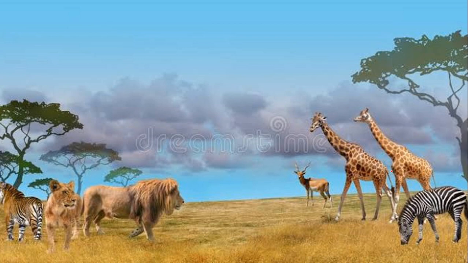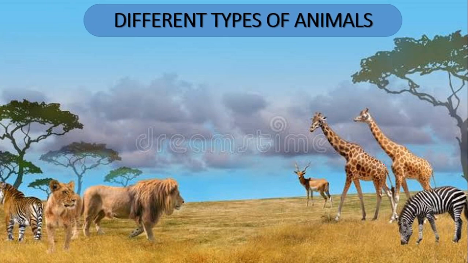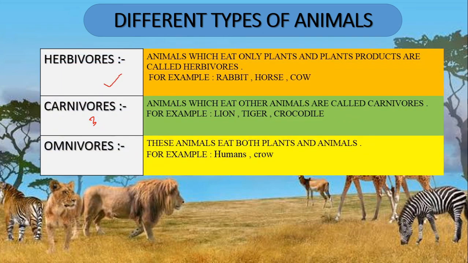Now we will try to understand different types of animals, and we will differentiate these animals into different categories on the basis of their food habits. The animals are differentiated into three main categories, which are herbivorous, carnivorous and omnivorous. First of all, what are herbivorous animals? Those animals that eat only plants and plant products are called herbivorous animals. They never eat flesh of other animals. For example, rabbit, cow, ox.